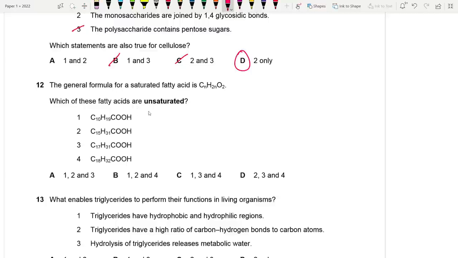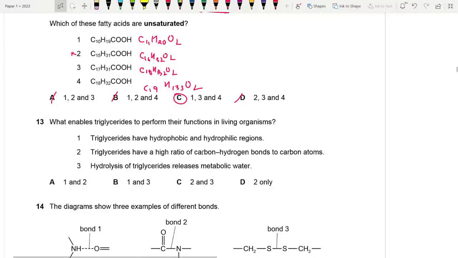So let's write down the molecular formulas first. That's going to be better. C11H19 plus 1 is, 10 plus 1 is 11, and 19 plus 1 is 20, O2. What about this? C16H32O2, C18H32O2, C19H33O2. Okay. So basically for 2 it's actually double. So this is a saturated fatty acid. 2 is a saturated fatty acid. So the answer needs to be C because they are not double.